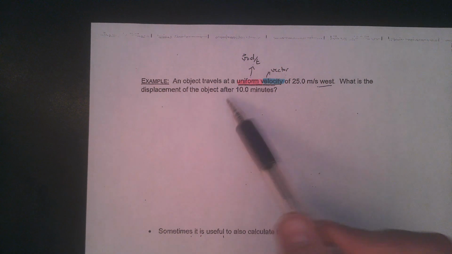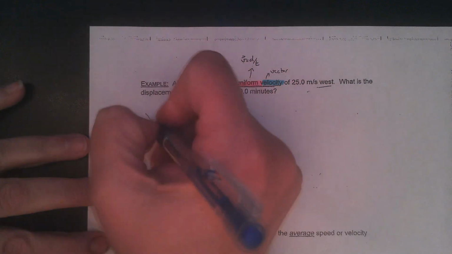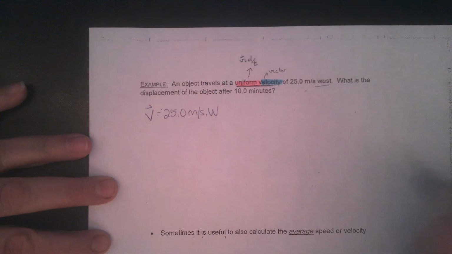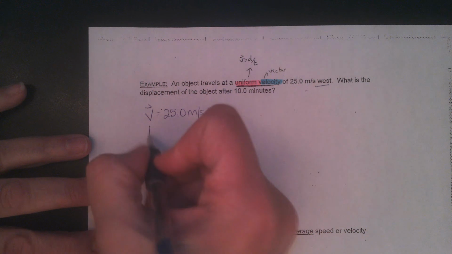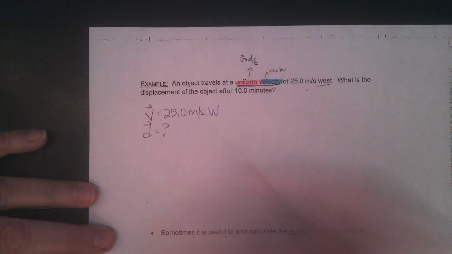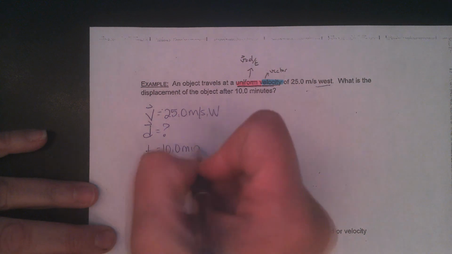So an object travels at a uniform velocity of 25 meters per second west. So velocity is 25.0 meters per second west. What is the displacement? What are we looking for of the object after 10.0 minutes?